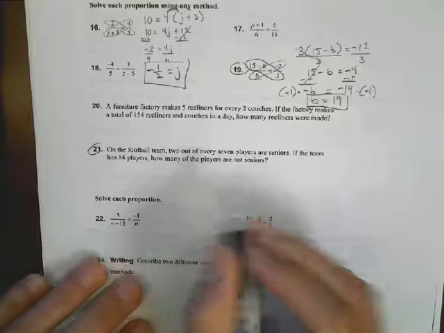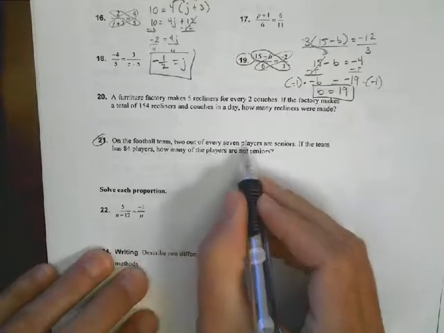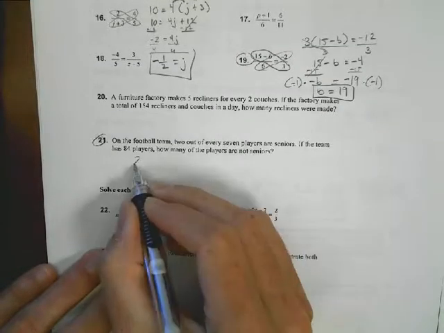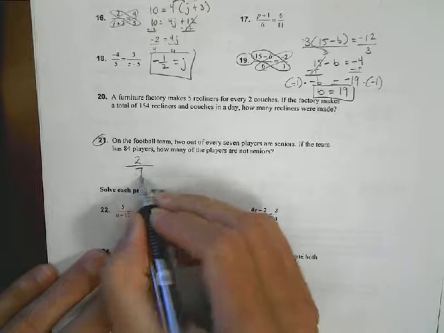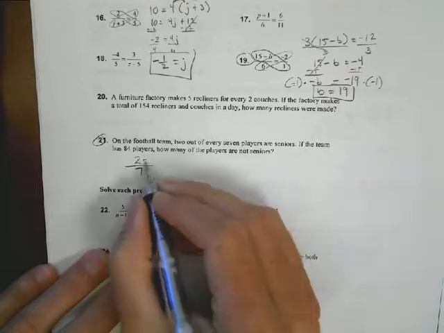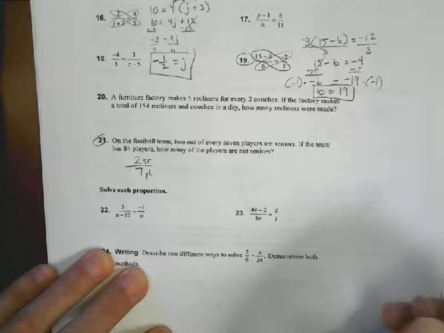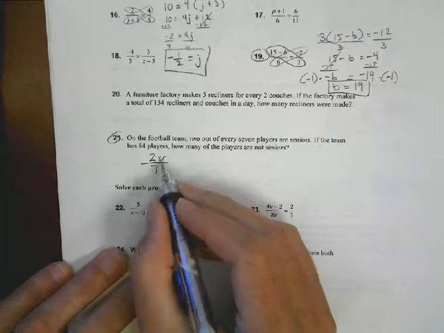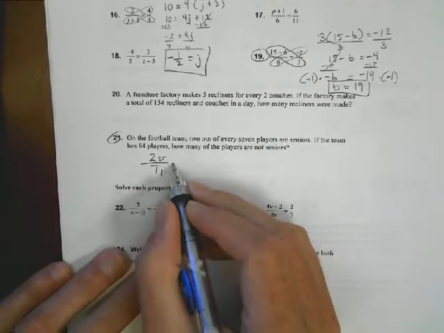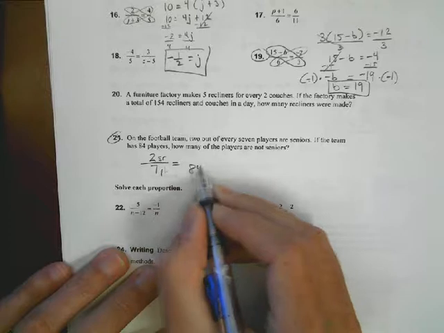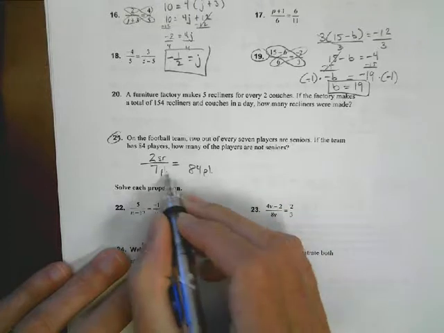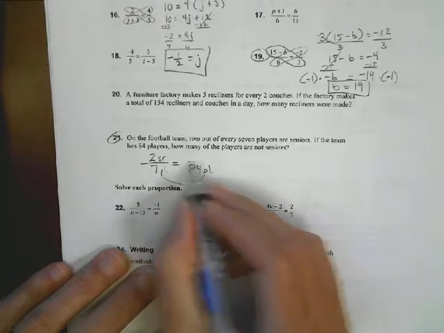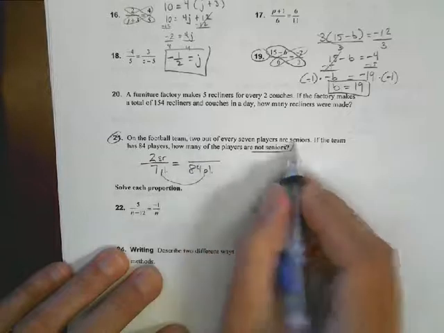On the football team, 2 out of every 7 players are seniors. So 2 out of every 7 players are seniors. Okay? These are my seniors, these are my players. So 2 are seniors out of every 7 players. If the team has 84 players, make sure we're matching player to player, how many of them are not seniors?